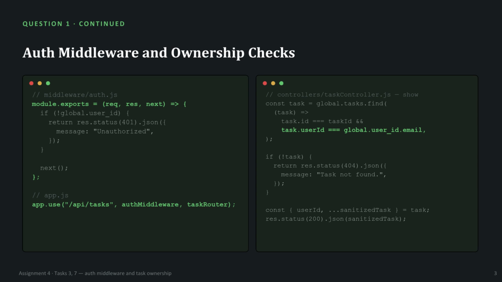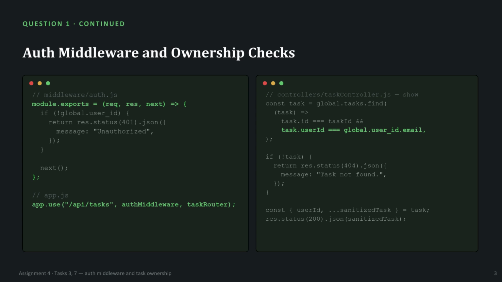So here's the actual code. On the left, we have the middleware/authentication auth.js, and if global.userid does not exist, it will return a 401 immediately. Otherwise, it calls next. In app.js, this middleware sits in front of the task router, so every task route requires a logged in user before it runs. On the right, it's the ownership check from the show function.